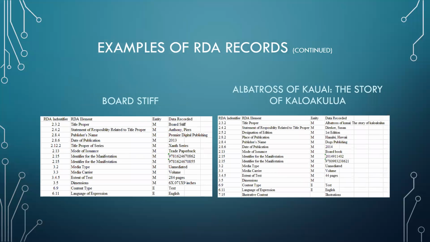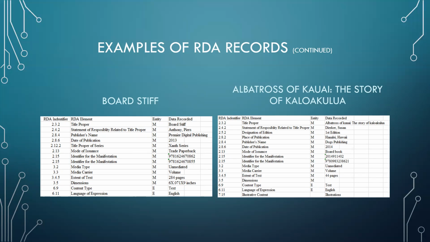I will not be reading all of the records. These are just examples, like Bored Stiff by Piers Anthony. This is actually missing city of publication because Premier Digital Publishing is primarily an electronic distributor, so they mostly do ebooks. But this was a trade paperback published in 2013. I listed its dimensions as well as its pages.